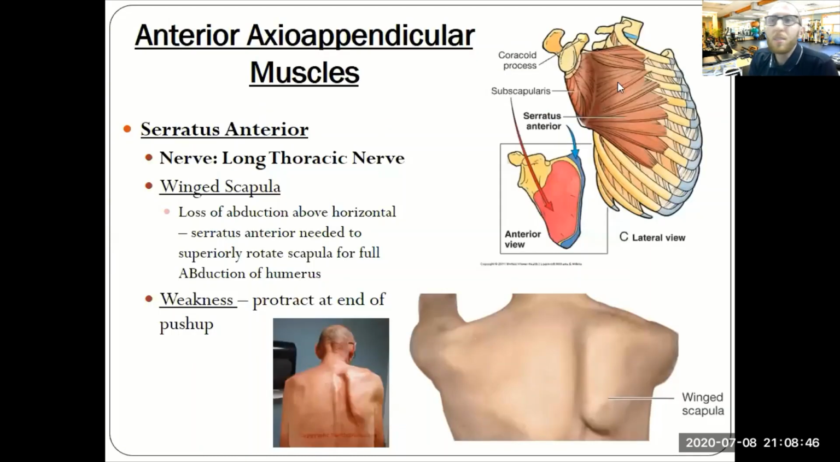So Professor Klein, what are some of these issues with the long thoracic nerve? Well, one of them is called a winged scapula. A winged scapula can be seen here. It's where the scapula does not fix against the rib cage, which is the primary function of the serratus anterior. Instead, it comes off and you can see a gap of space. You almost can fit your fingers in between the scapula and the rib cage. That's not good for stability. That is definitely not good for stability. They won't also be able to protract at the end of a push-up.